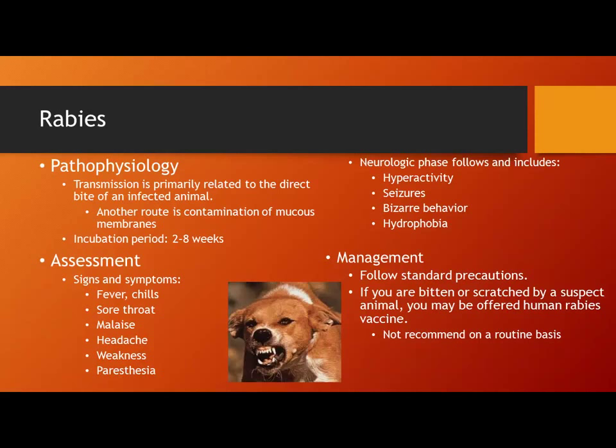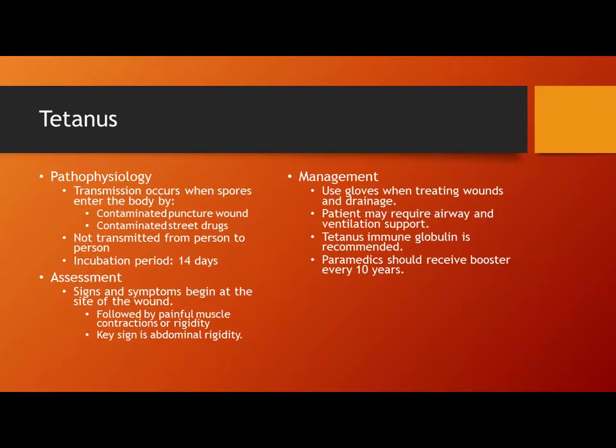Tetanus! How do you contract tetanus? Rusty stuff. Yes, yes. Rusty nail, getting cut with rusty metal. Tetanus is pretty bad too. We don't see it as much now because you have your tetanus vaccine. But what is one of the common things you would read about or hear about with tetanus? Lockjaw. Lockjaw.